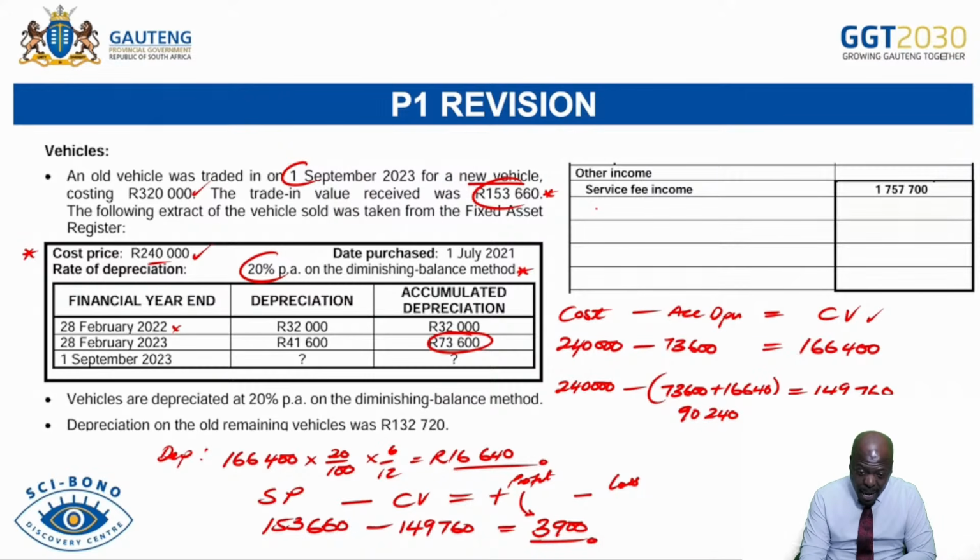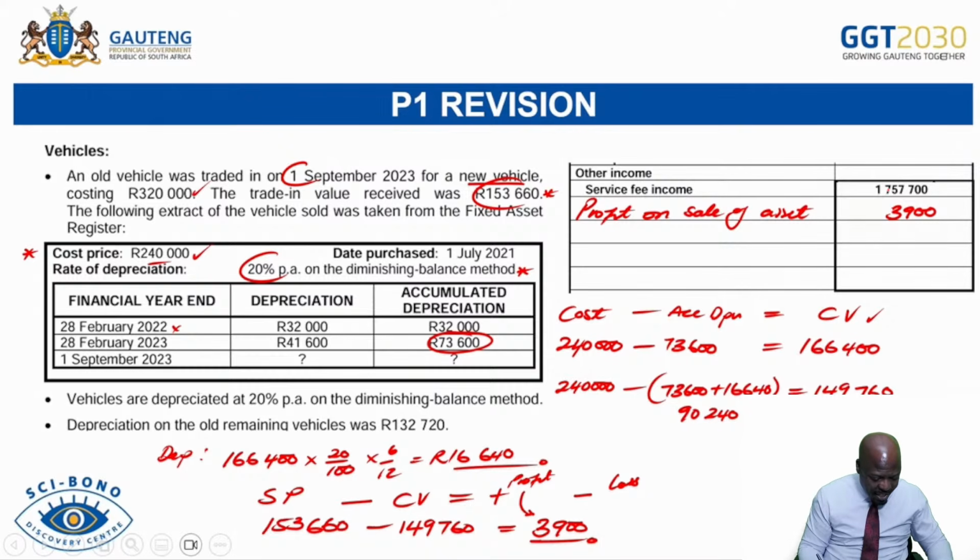So I'm going to come here and say I now have profit on sale of asset. Profit on sale of asset is 3,900. So this is another income that you can see under other income. I think I still have about 2 more. Let's quickly go through them and then we go on to our operating expenses.